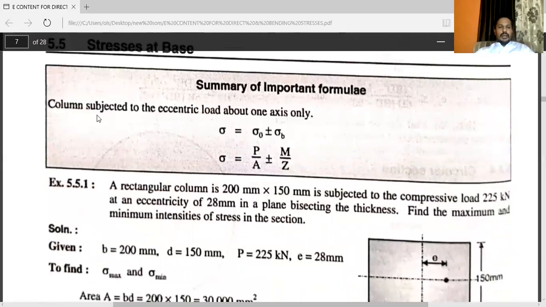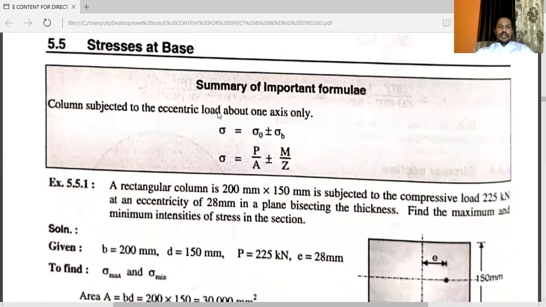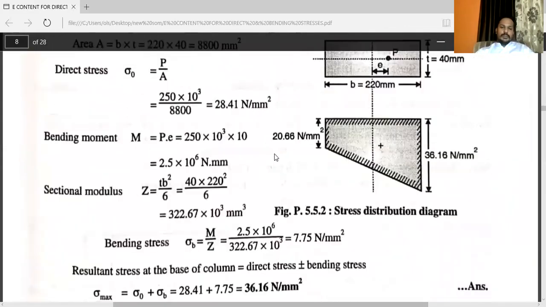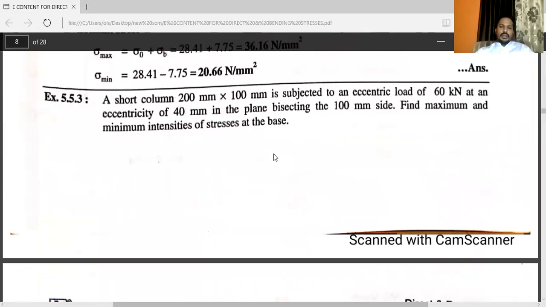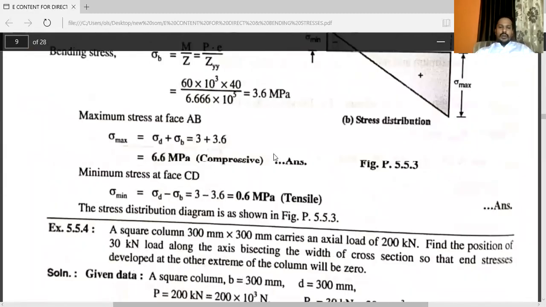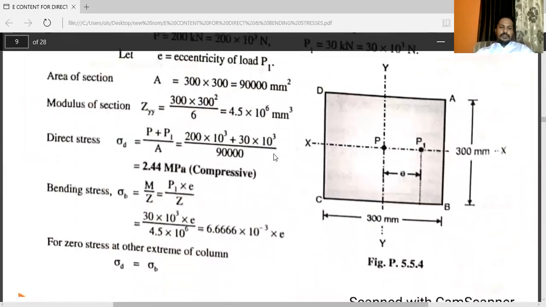The formula, column subjected to eccentric load about one axis only. Formula is stress is equal to direct stress plus or minus bending stress. So stress is equal to P by A plus or minus M by Z. Here I am explaining only one problem to you, so you can understand how to draw the stress distribution diagram for direct and bending stress.